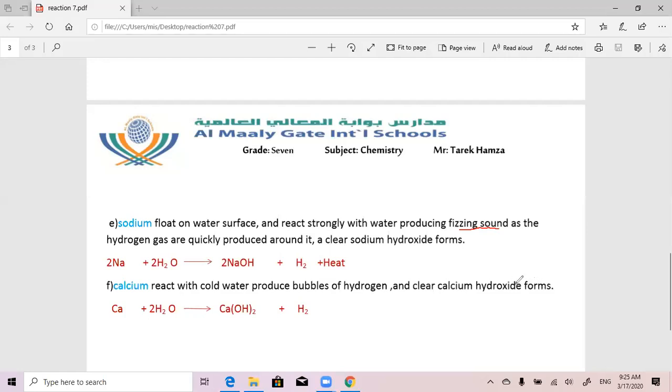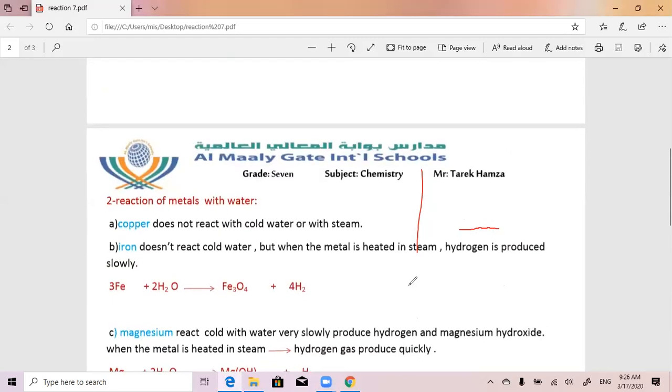So we can conclude from these reactions that any element that reacts with water produces an element hydroxide, except in the first two. Iron produces an element oxide. Copper doesn't react with water or heated water.